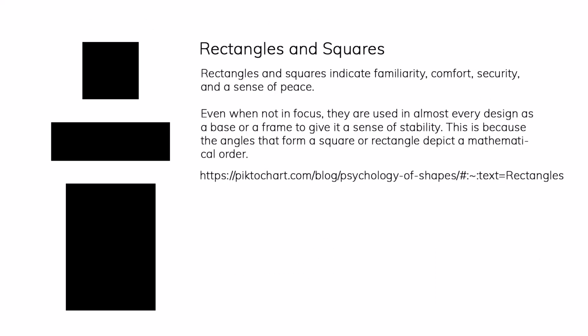Starting with rectangular shapes and squares, these types of shapes are going to indicate familiarity, comfort, security, and a sense of peace. Even when not in focus, they are used in almost every design as a base or frame that gives a sense of stability. This is because angles that form a square or rectangle depict a mathematical order. So use squares and rectangles to establish just a solid foundation or easy grid-like patterns that provide stability.